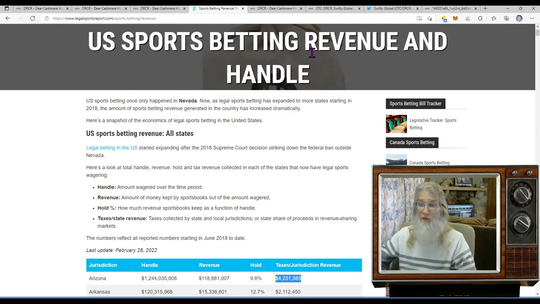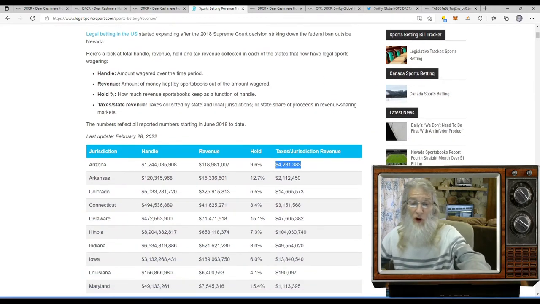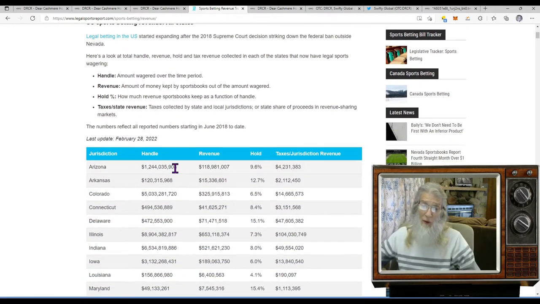U.S. sports betting revenue and handle. Handle is how much they wagered. How much are they betting? There's only 3 terms you really need to know. Handle is how much they wager. Revenue is how much the bookies, the gambling companies, get to keep. That's the percentage. And this is the taxes. How much the jurisdictions get to keep.